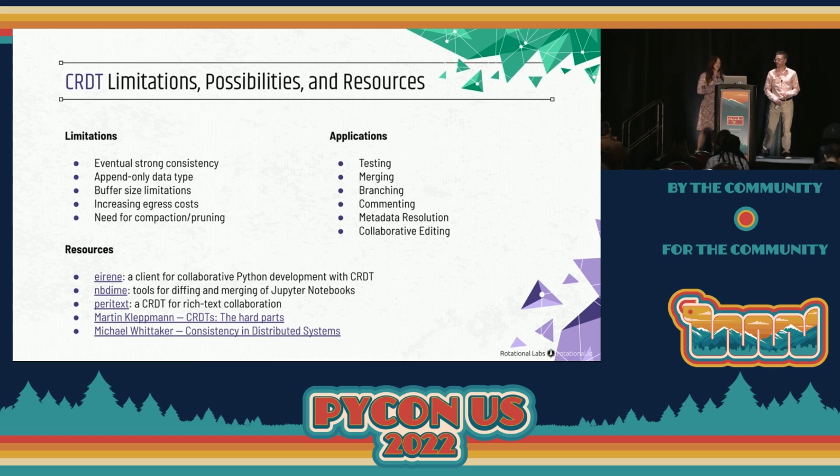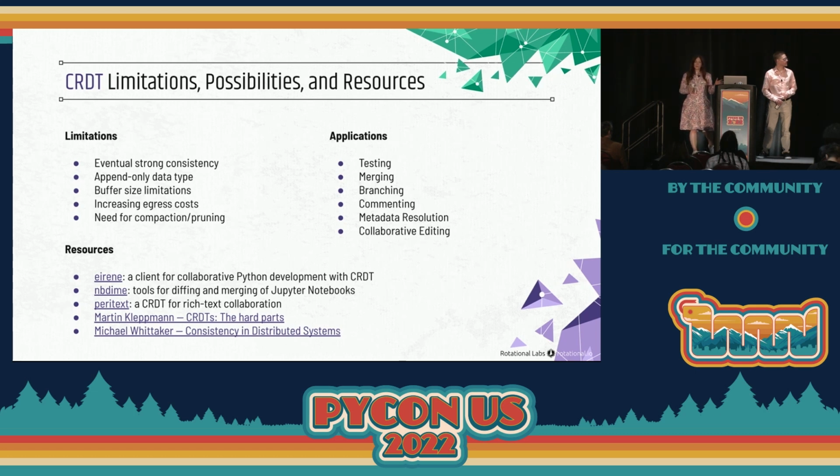Another big thing to keep in mind is that this is an append-only data type, right? That's fine when it's the first few hundred operations or 100,000 operations. But imagine that we keep editing these Jupyter notebooks forever. Eventually we're going to end up with a very, very long log that we have to send back and forth every time we want to do a synchronization. That's not really a good idea, right? We're going to end up with buffer issues. We might end up with egress cost issues. At some point we're going to have to deal with pruning or compaction so that we're not sending massive logs back and forth every time we synchronize.